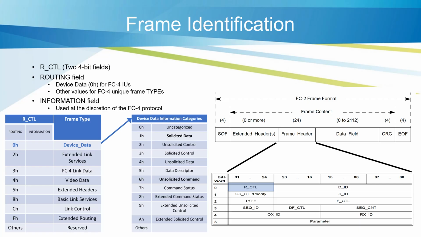When it's set to 0, then the information field of the R control indicates what the frame is going to be used for. So whether it's a solicited data frame or an unsolicited command frame is indicated in the information field. And the key thing about this is that it's very generic in its descriptions here, so that this mechanism can be used by any of the upper layer protocols.